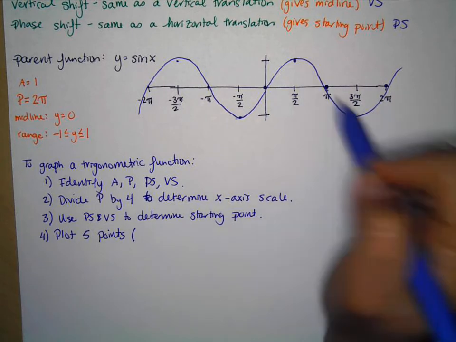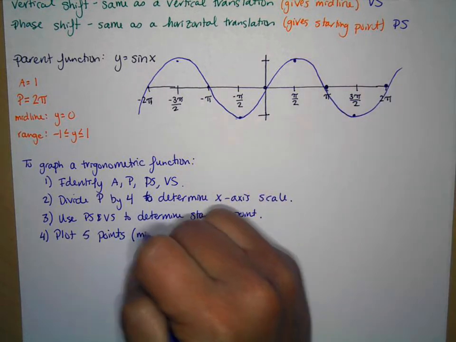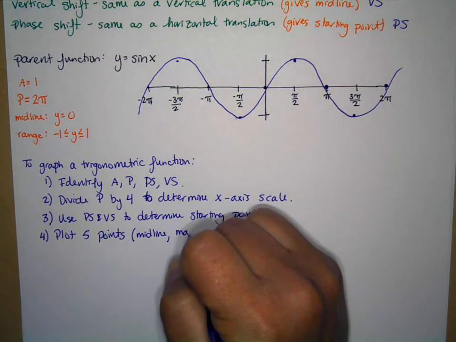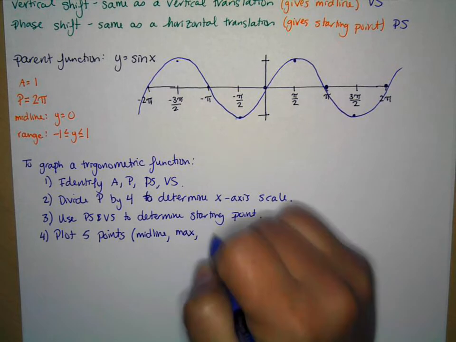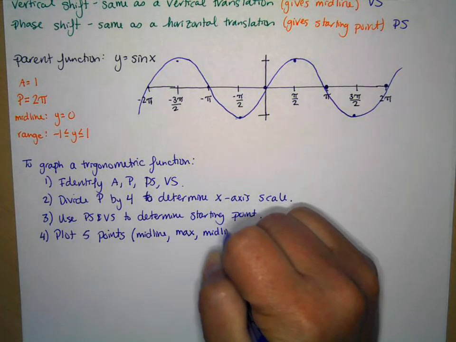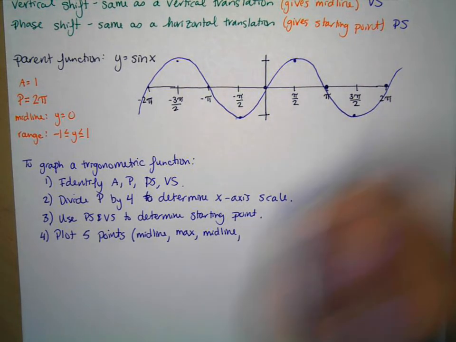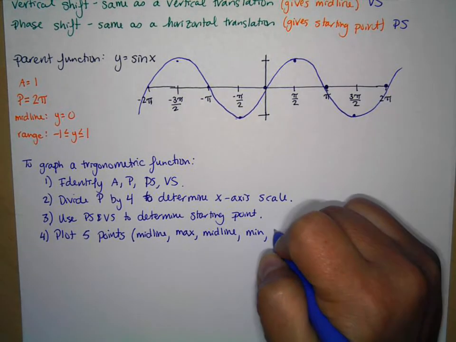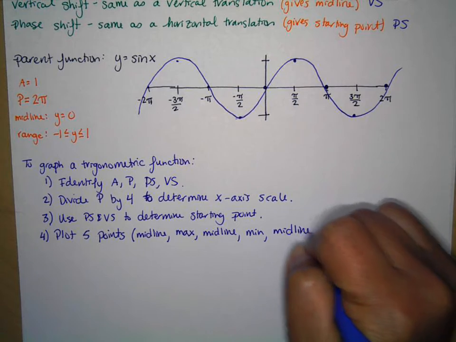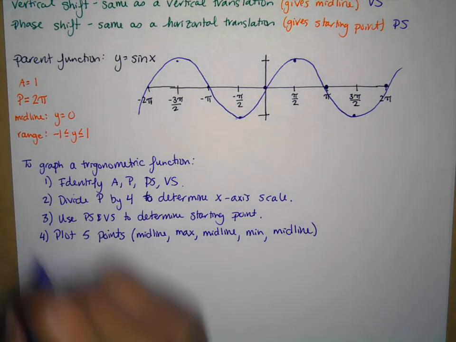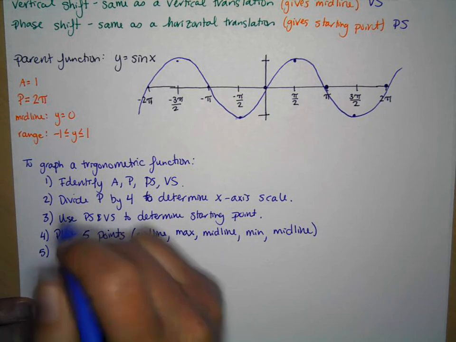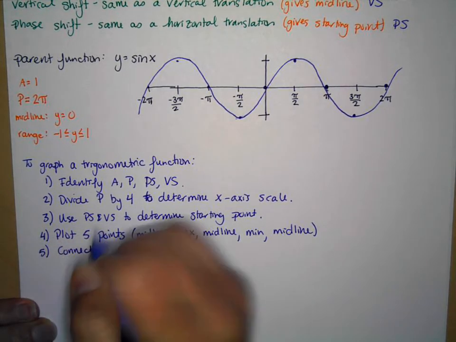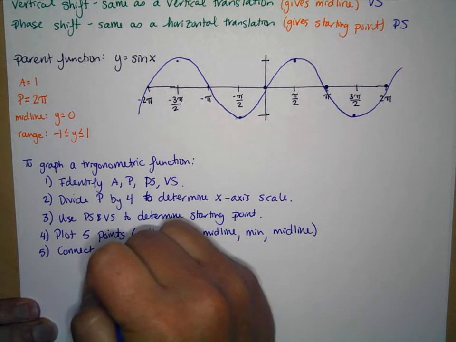And notice that when we did this, we started with the midline. Then we went up to our maximum. We came back to our midline. We went down to our minimum. And then back to the midline. Those 5 points gave us one complete cycle. And then we can connect those 5 points to form our curve.